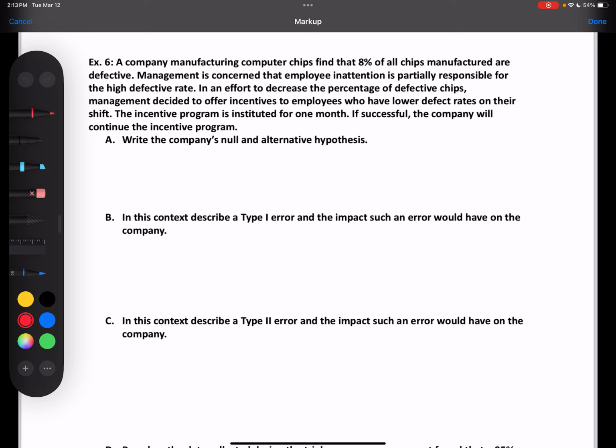This one is actually numbers. We have numbers there we can use. So what is the null? P equals 0.08. So what's the alternate? Less than 0.08. Why? Because they want to get less defective chips than that. Yep. We want to decrease. So 8% are defective, just for reference for us. But this is all we're really looking for in this question.